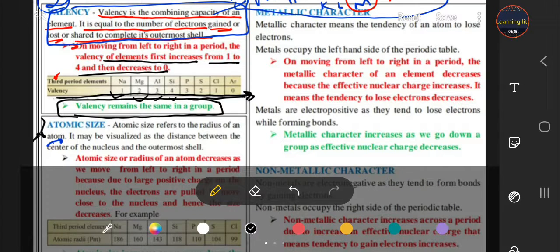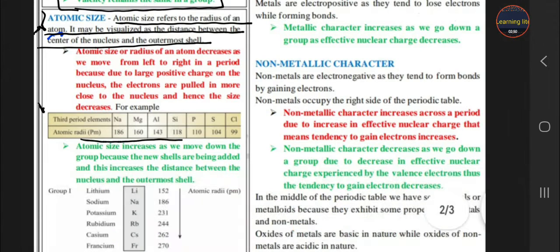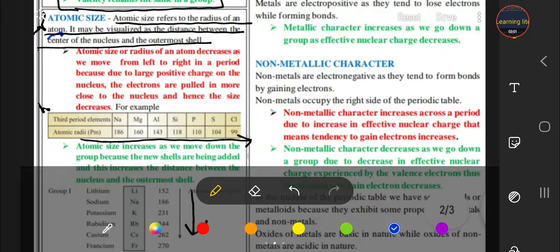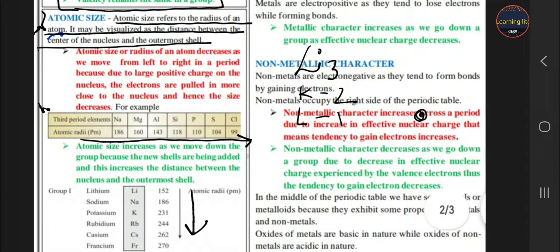Second is atomic size. Atomic size refers to the radius of an atom, may be visualized as the distance between the center of the nucleus and the outermost shell. Here you can see in a period the radius is decreasing, but when we move down the group the radius increases. Why does this happen, student? For example, if we take lithium, lithium 3, we distribute K2 L1. This is our nucleus, this is K shell and this is L shell.